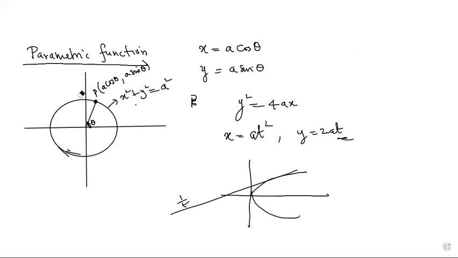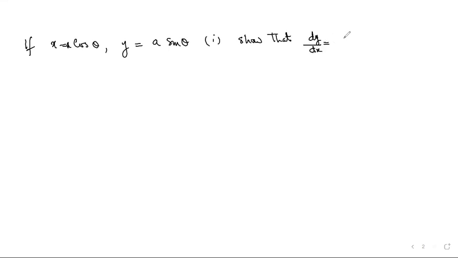I hope all of you are paying attention. So if x equal to a cos theta, you can also write with me, y is equal to a sin theta. First question, show that dy by dx is equal to minus cot theta.